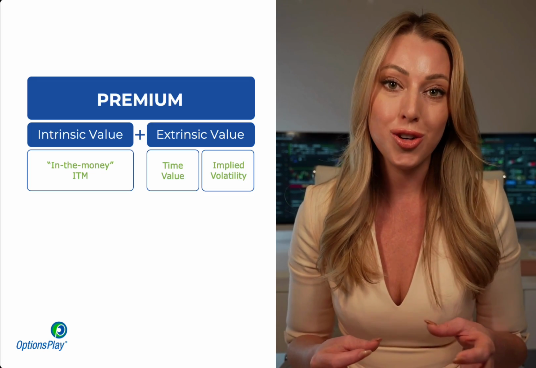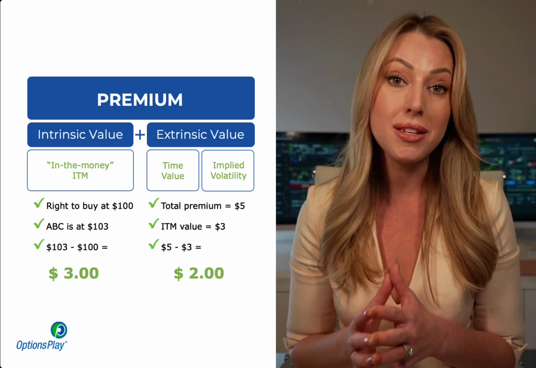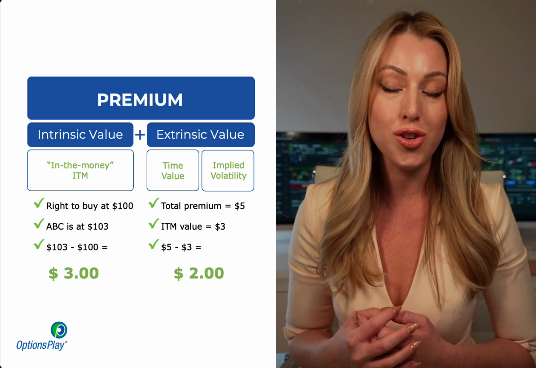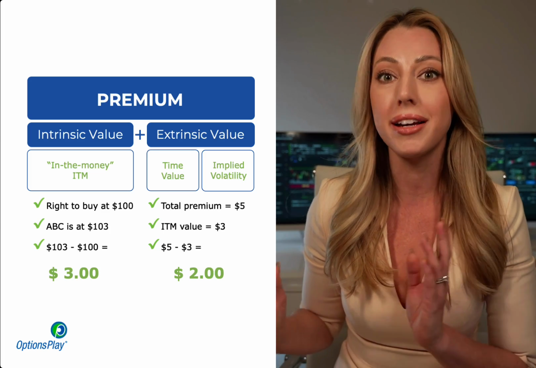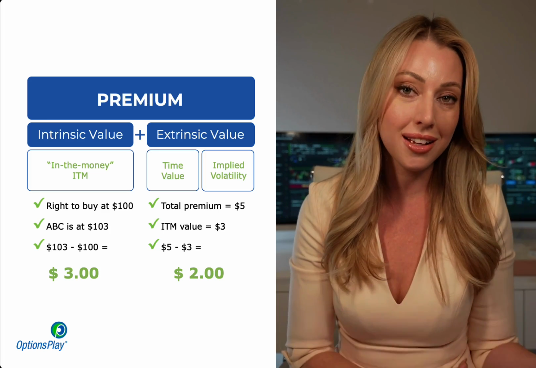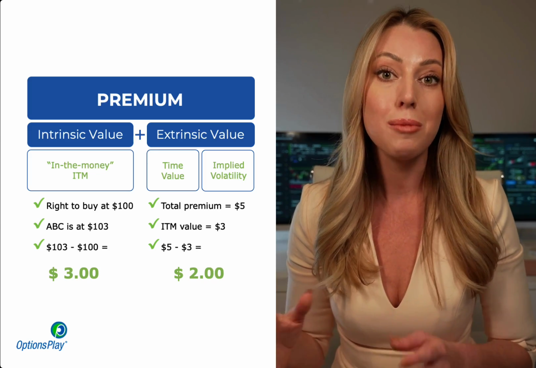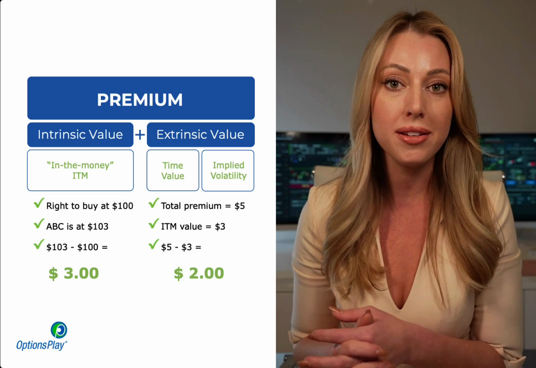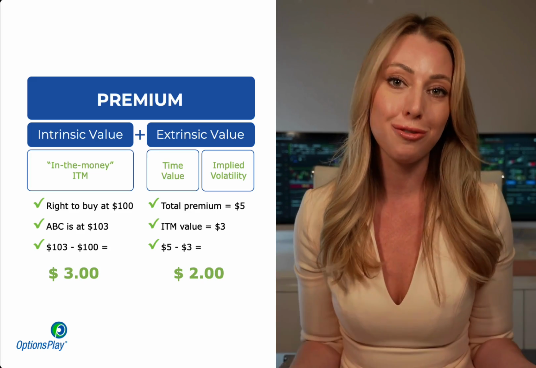Since this contract contains the right to buy ABC at $100 per share and ABC is at 103, that means the intrinsic value of this contract is at least $3 per share, because I can exercise my rights to buy ABC at 100 and immediately sell at the market at 103. Anything in excess becomes the extrinsic value, or the external factors that affect the options price. And in this case, that's the remaining $2 to make up the entire $5 premium.